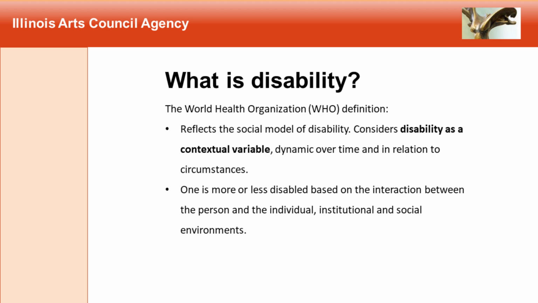There are other definitions of disability as well. The World Health Organization, WHO, has a definition that reflects the social model of disability. It considers disability as a contextual variable, dynamic over time and in relation to circumstances. Really, one is more or less disabled based upon the interaction between the person and the individual, the institutional, and the social environments. Thinking about a museum that has many flights of stairs leading to the entrance, the person who uses a wheelchair is prevented from getting inside that museum because the stairs are there, not because they're in a wheelchair. So realizing that society has created a lot of these barriers.